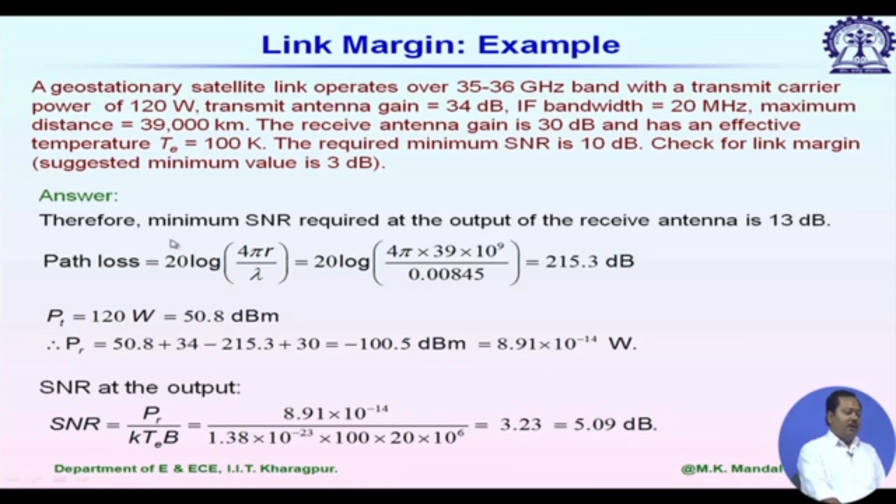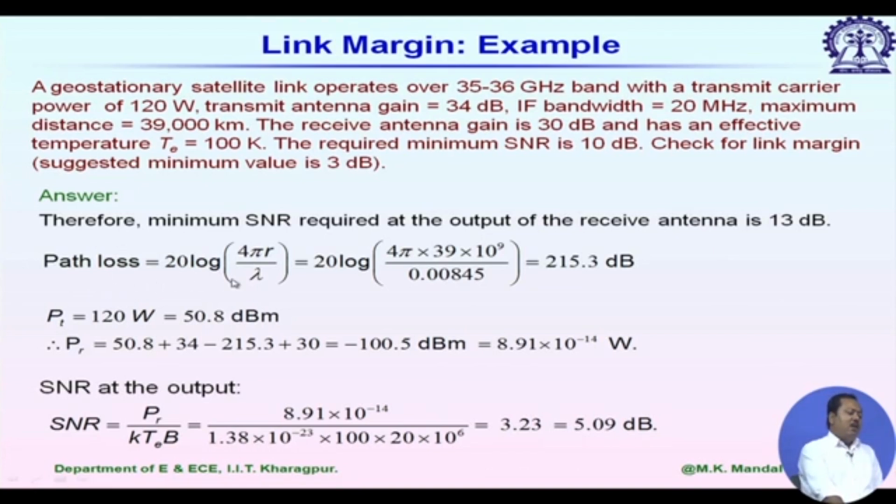Then if I consider at least 3 dB link margin, the minimum SNR required at the output of the receive antenna is 10 dB plus 3 dB, so 13 dB. Now, we will check what the received power PR is, whether it is at least 13 dB or not. So, we will start from path loss calculation.